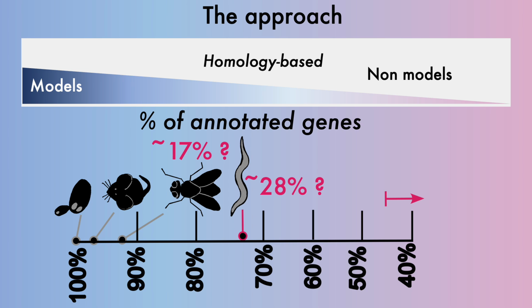In fact, when we look at the percentage of annotated genes in the model species, we still have a lack of functional annotation in a handful set of genes, for instance around 18% in fly and 28% in the worm. So when we move to the non-model organisms, we have even less information, since we can only annotate half of their genomes.